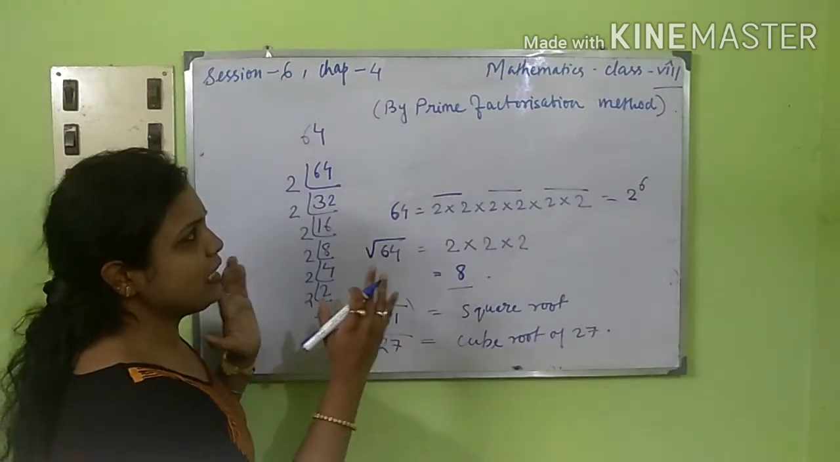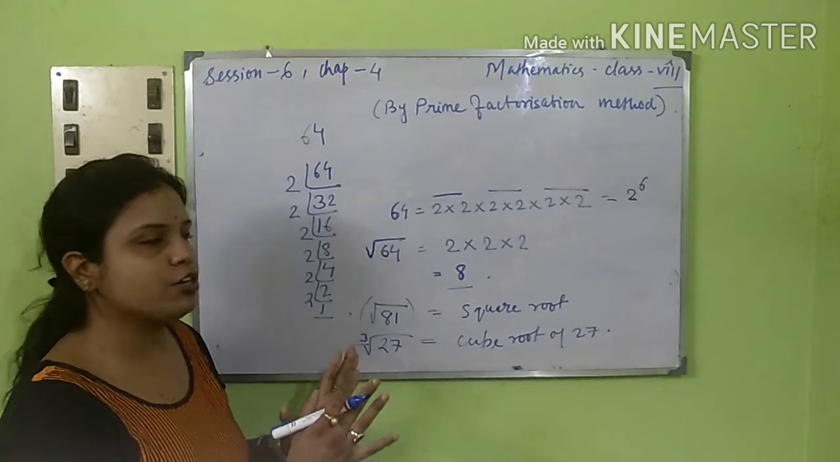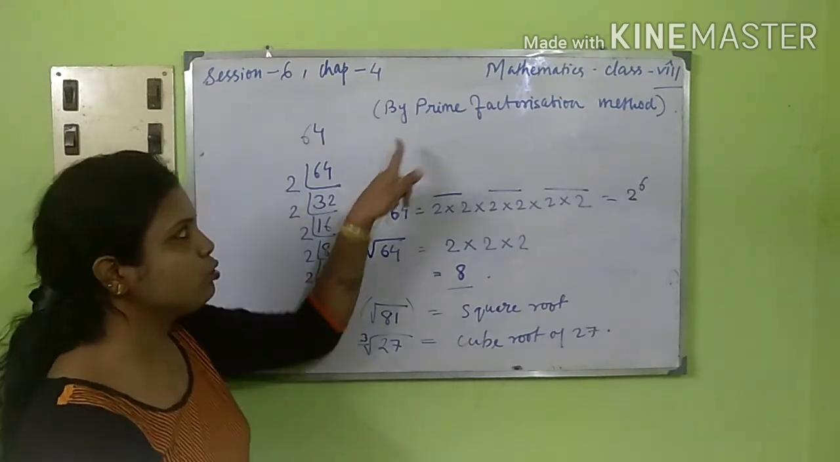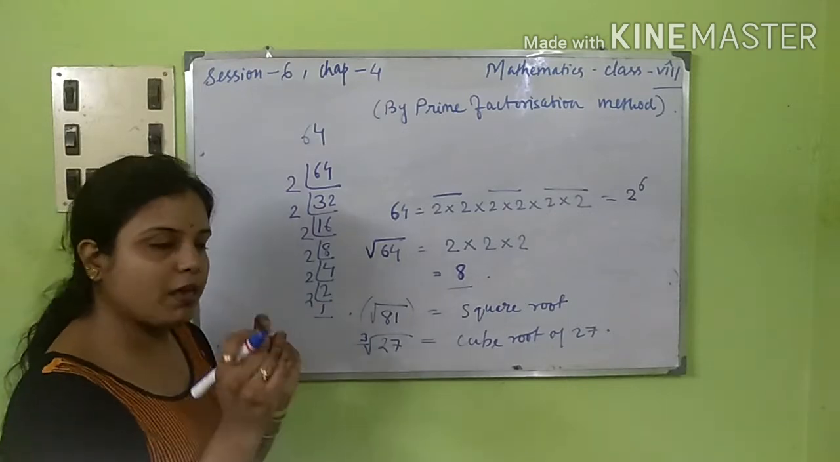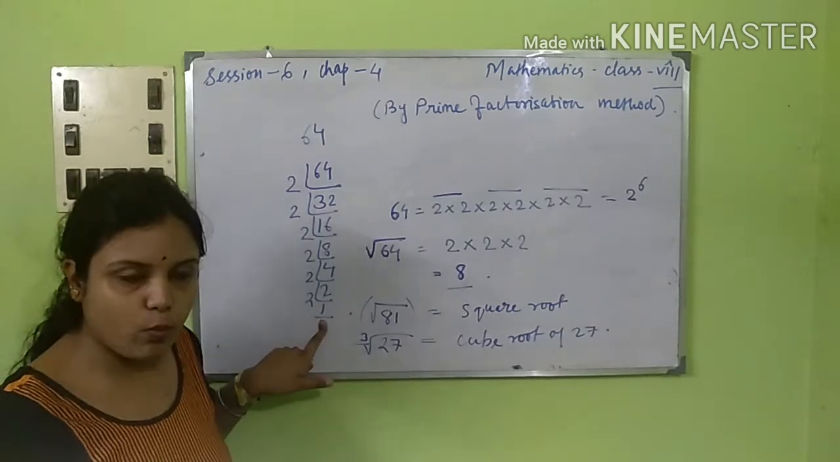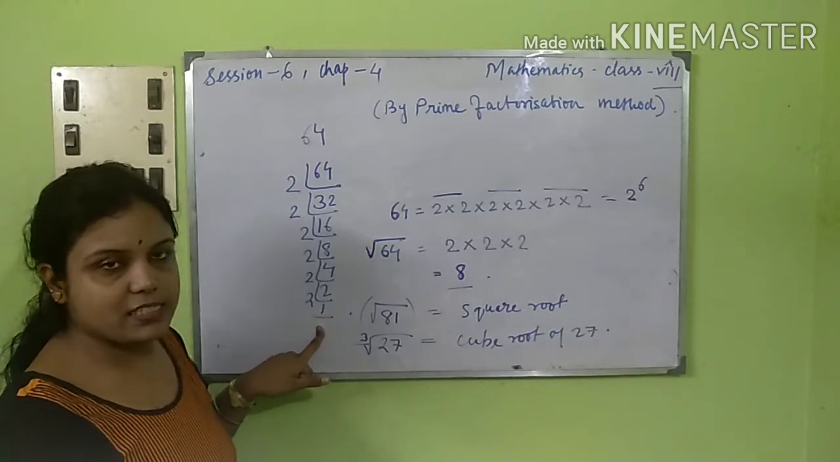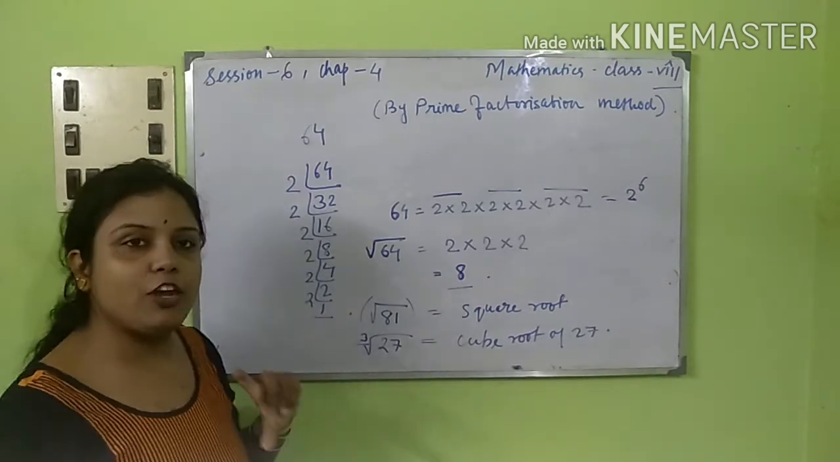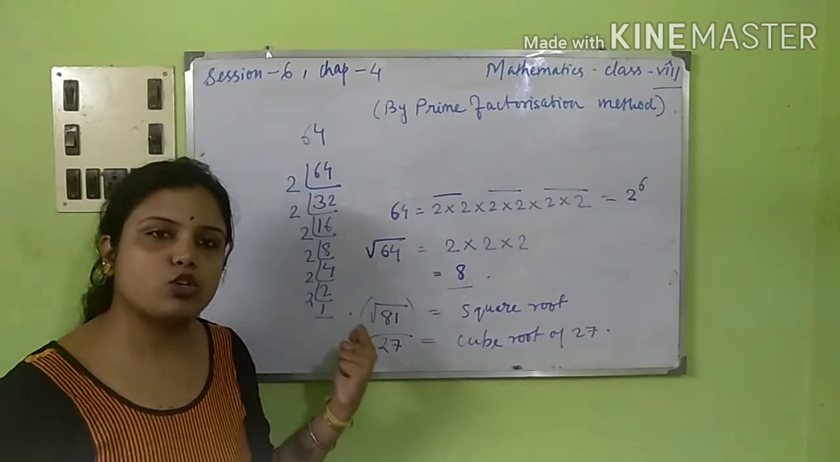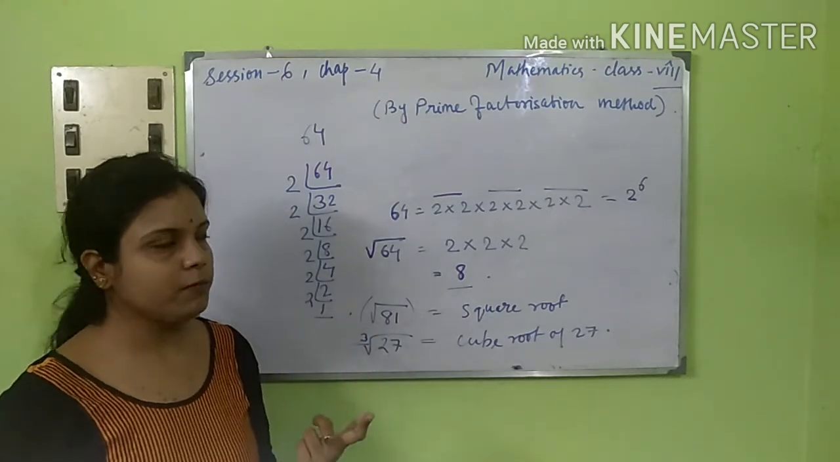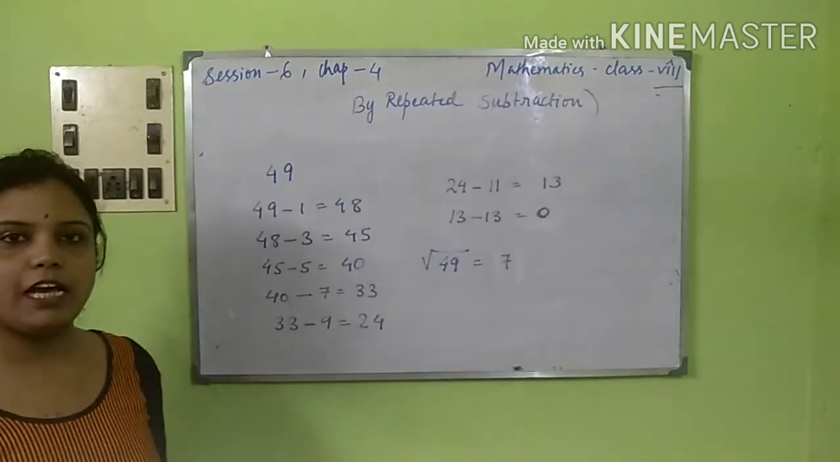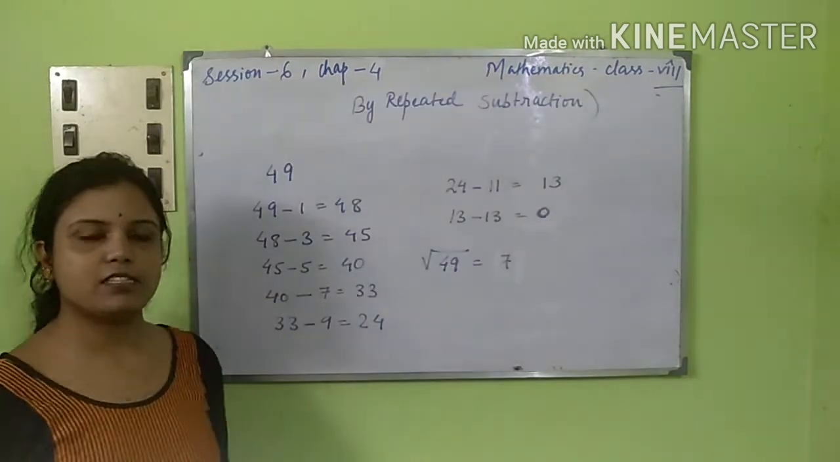So this was a very easy method of finding the square root of a particular number using the prime factorization method. But suppose there is a number where at last we don't get 1. In that case, that particular number may not have any perfect square root. Okay. Next.